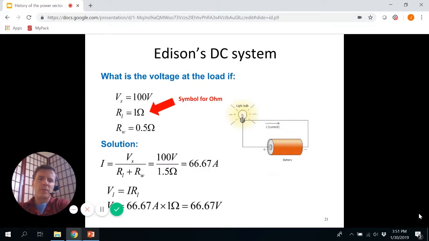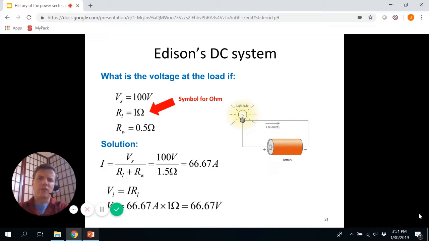So let's look at an example of a really simple DC circuit that might look like Edison's DC system. We want to figure out what the voltage is at the load, which is the source of electricity demand, or in this case, a light bulb. And so we have this picture of a simple electric circuit. Instead of a generator here, we just have a voltage source, which is the battery.